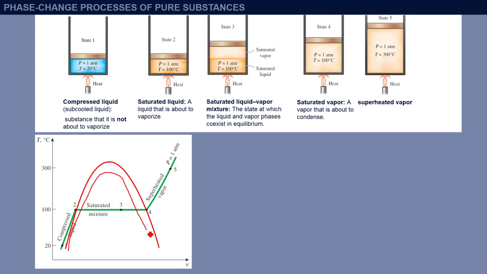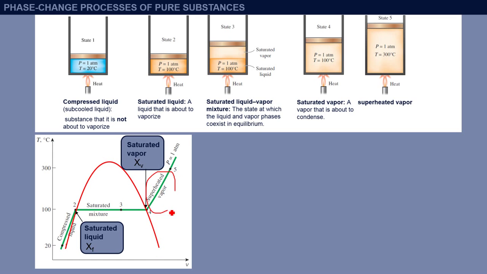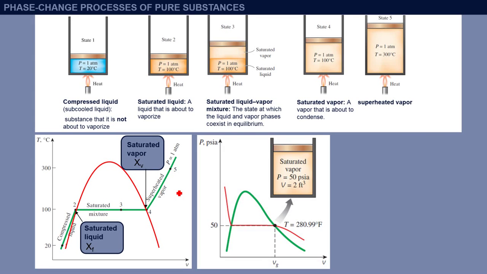In a TV diagram, you have this vapor liquid dome, and towards the left hand side of the vapor liquid dome, you have compressed liquid. On the vapor liquid dome left hand edge, you have saturated liquid. Inside the dome, you have saturated mixture. On the right hand edge, you have saturated vapor, and outside the right hand side, you have superheated vapor. Same principle applies for a PV diagram. The only difference is, instead of constant pressure lines, you have constant temperature lines.